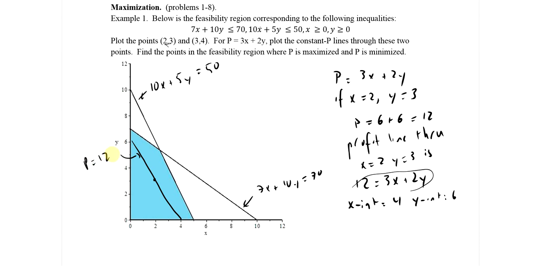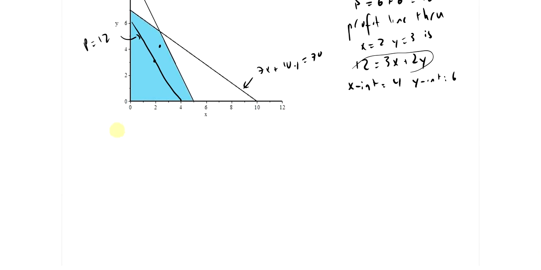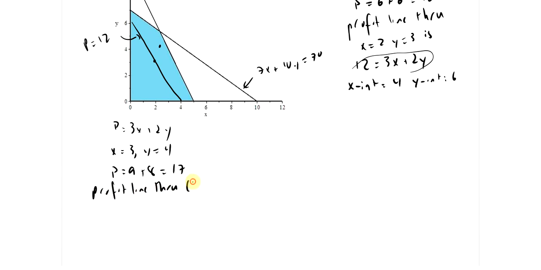Okay, what about the point 3, 4? We can do the same thing. Suppose you said sell 3 x's and 4 y's. If x equals 3, y equals 4, what's your profit? 3 times 3 is 9, plus 2 times 4 is 8, it's 17. Great. So the profit line through the point 3, 4 is 17 equals 3x plus 2y.